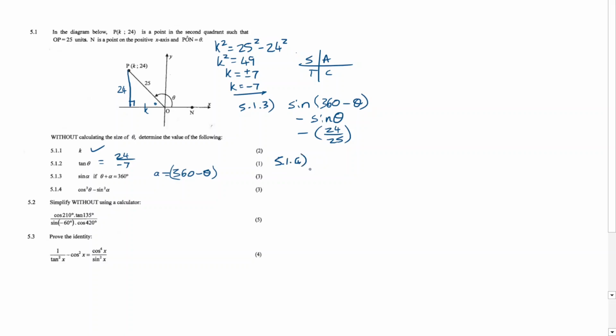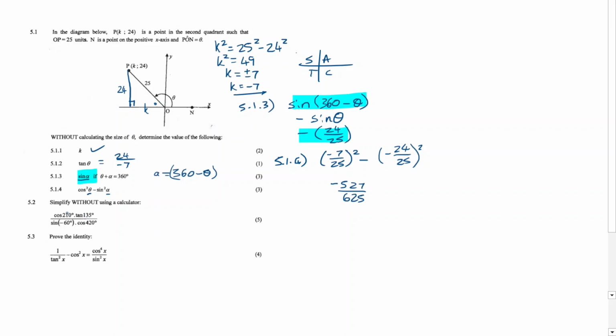5.1.4, if they say what's cos squared theta minus sine squared A, be careful of which is which, because they've got different angles they're looking from. And so cos squared theta, I can look in the theta picture, and cos is adjacent, so minus 7 over hypotenuse squared, minus sine A, and we've just worked out that sine A was what we worked out here, and that answer left us with this. And so sine squared A would just be this answer squared. And that leaves us with an answer of negative 527 over 625.